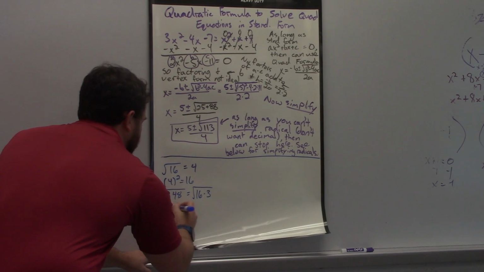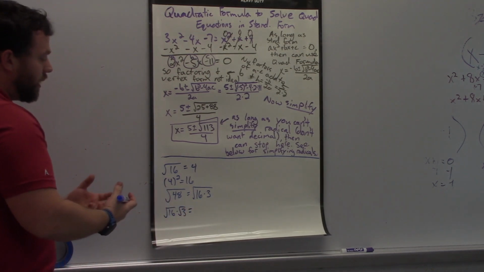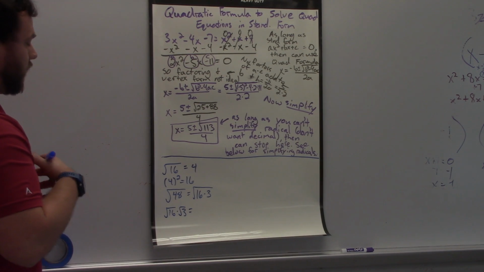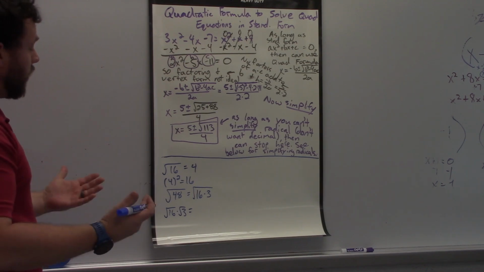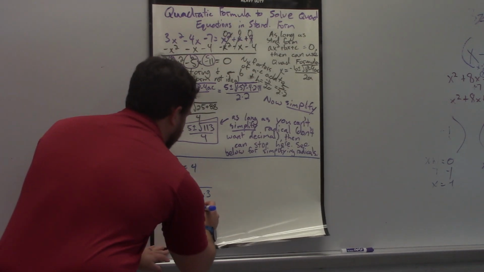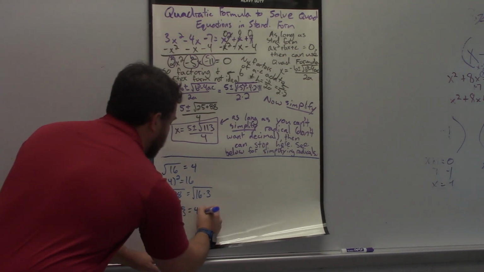This is the same thing as the square root of 16 times the square root of 3. And now, instead of trying to pull things out and forgetting what I can pull out, I just take the square root of what I can. The square root of that 16 is simply 4. The 3 is not a perfect square, so it stays as the square root of 3.